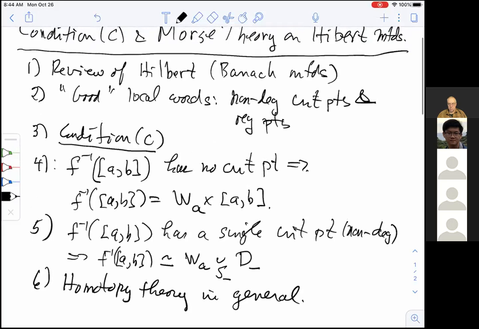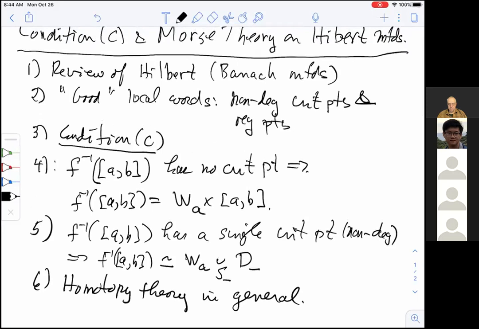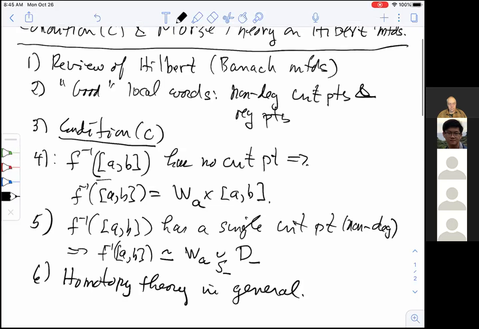All right, so a brief review of the context that we're going to be working in, finding good local coordinates for both non-degenerate critical points and regular points, the purely local description. Then I'll introduce condition C, and I'll prove what you might think of as semi-local theorems, the basic theorems of Morse theory for what happens as you work in some band [a,b]. If there are no critical points, it's just a product. If there's a single critical point, you add a handle to homotopy theory. And then we can pass from that description to homotopy theory in general.